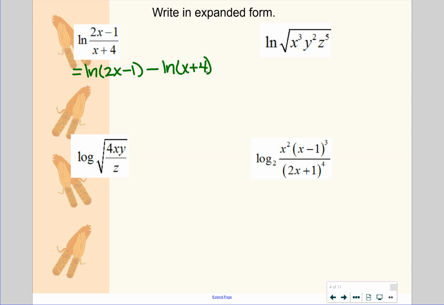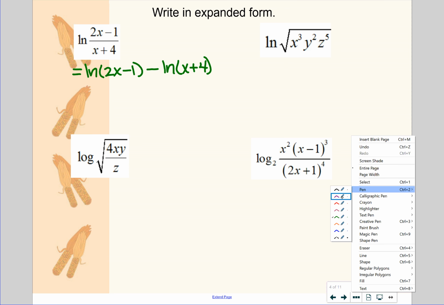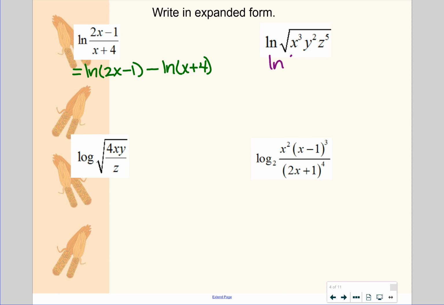Let's look at the next one. I have natural log and then a square root of x to the third, y squared, z to the fifth. It is helpful to kind of work backwards, like the problems that we did before. If you have a square root, what power is it? The same as 1/2. So I'm going to write it like this. X to the third, y squared, z to the fifth, to the 1/2 power. Okay. I can't touch anything inside that parentheses until that 1/2 power is gone. Where can I put it?